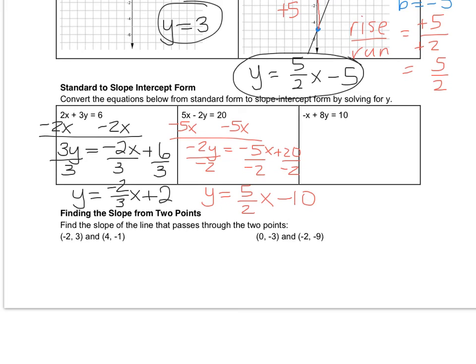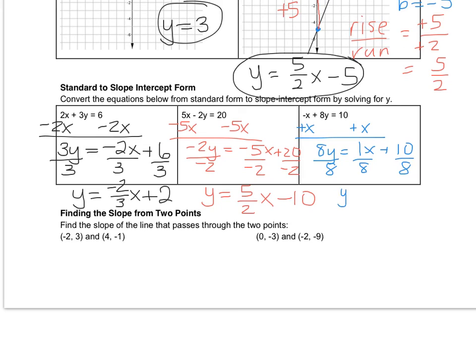Okay, so this one I need to move this x over. So I need to add x to both sides. And remember, an x by itself is just a 1x, so I've got 8y equals 1x plus 10. And now I need to divide everything by 8.